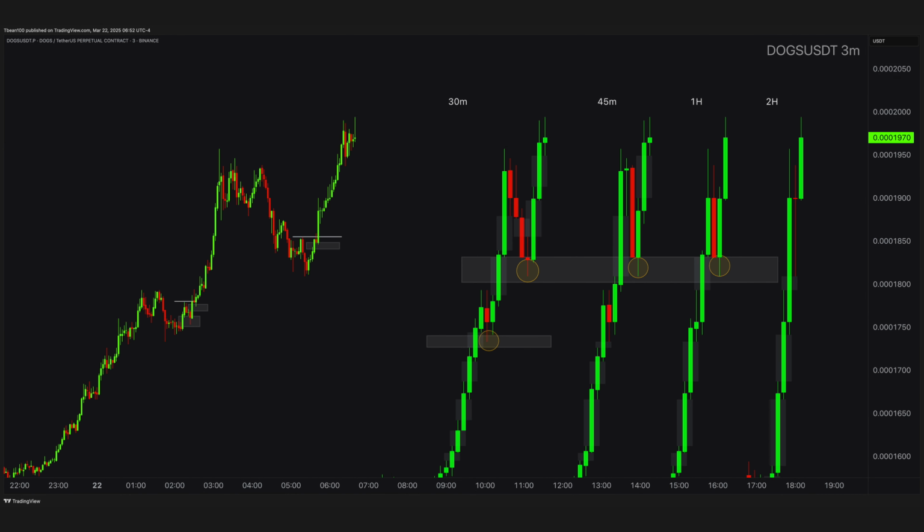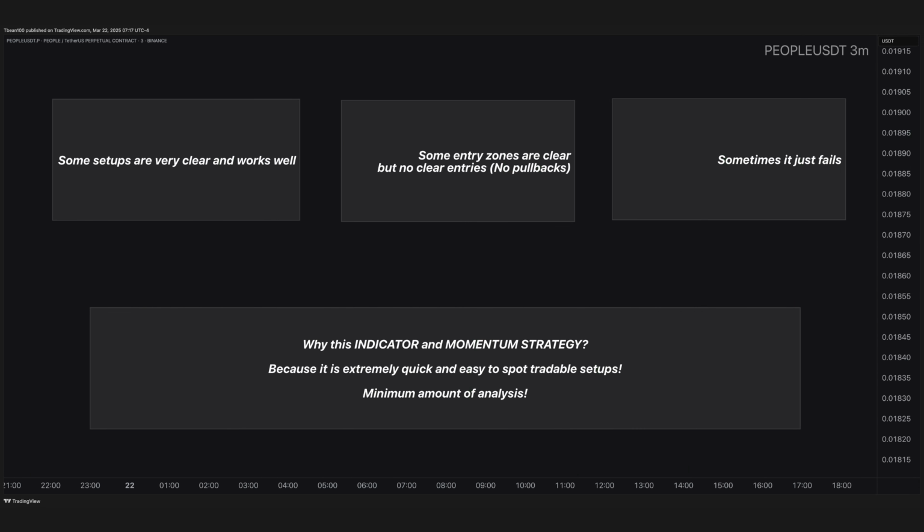So I need to talk about something right now. We just observed 8 top gainer coins today, all coins from this Saturday morning. With our strategy, 8 possible trades in one single day. As you noticed, some setups are very clear and work well. Some entry zones are clear but with no clear entries, no descent or no pullbacks at all. And sometimes it just fails or it stops you out immediately.